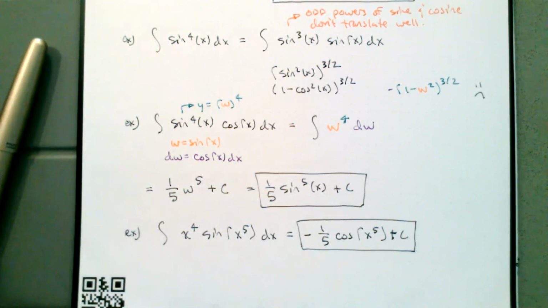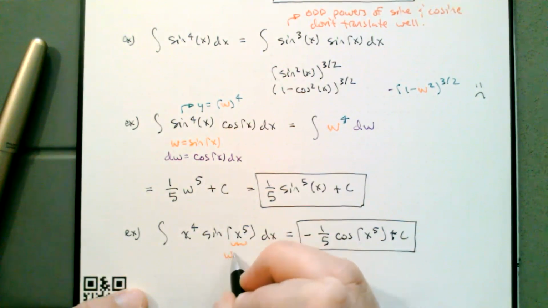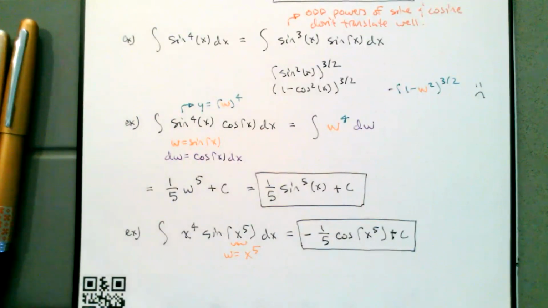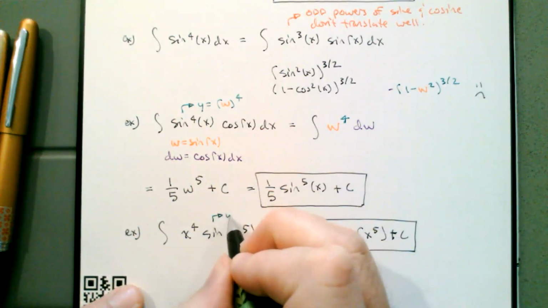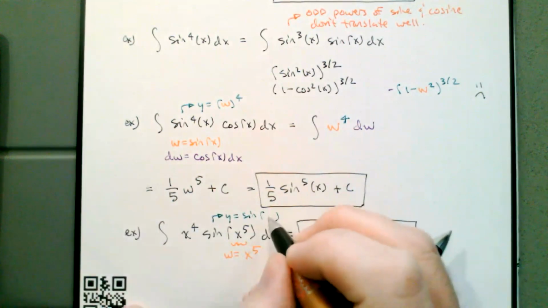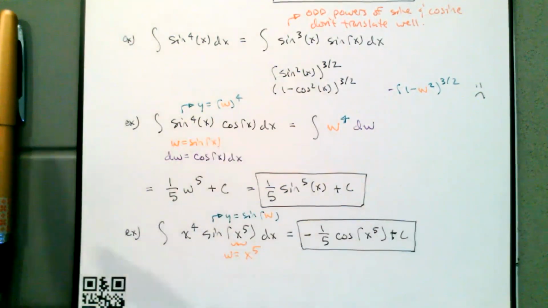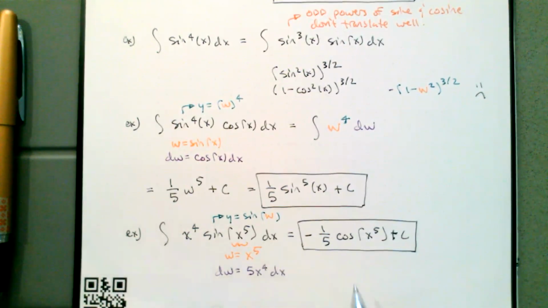So you start off by saying, I'm marking x to the fifth as my inside function, so that's w. If w is going to be x to the fifth, I'm plugging it into the sine function, so y is sine of w. That's the function I'm actually going to be integrating. And then I say if w is going to be x to the fifth, then dw is going to be 5x to the fourth dx. That's what I need to make this substitution work.